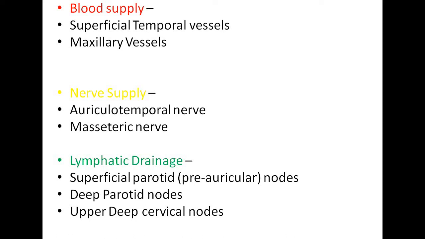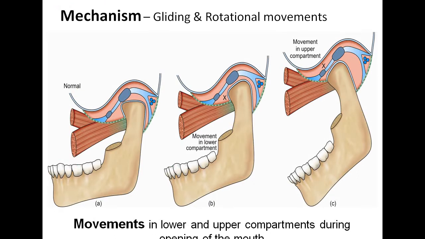The lymphatic drainage of this TM joint is by the superficial parotid or pre-auricular groups of lymph nodes, the deep parotid nodes and the upper deep cervical nodes. The stability of the joint. The joint is much more stable when the mouth is closed, that is, when the teeth are in occlusion, than when the mouth is open. In occlusion, the teeth themselves stabilize the mandible on the maxilla, and no strain is thrown on the joints when an upward blow is received on the mandible. So we will see what is the mechanism behind these movements of the mandible.